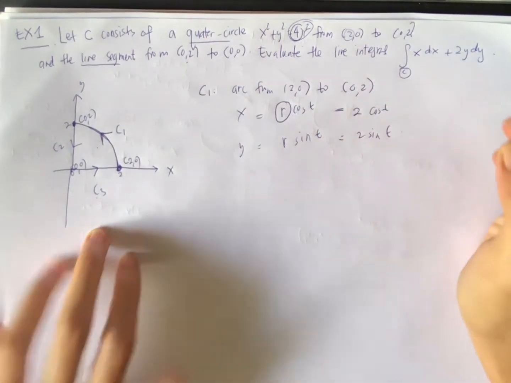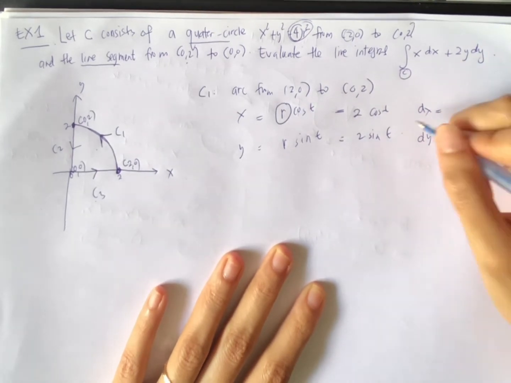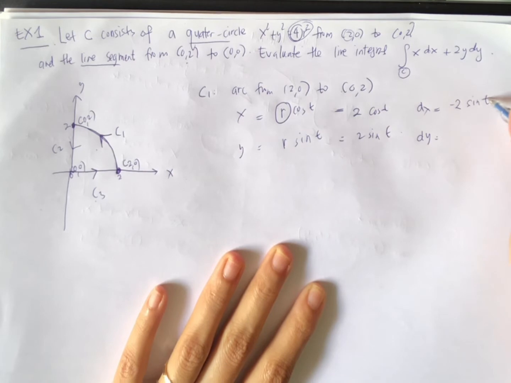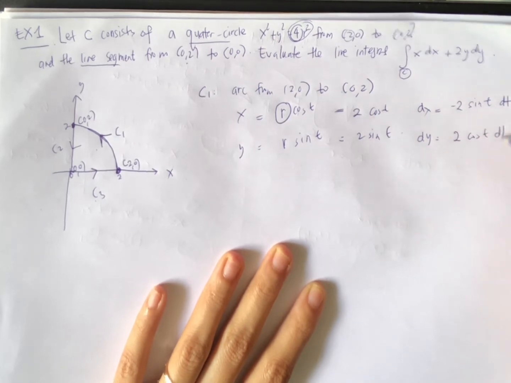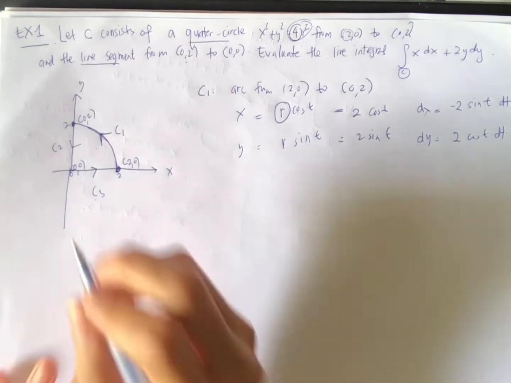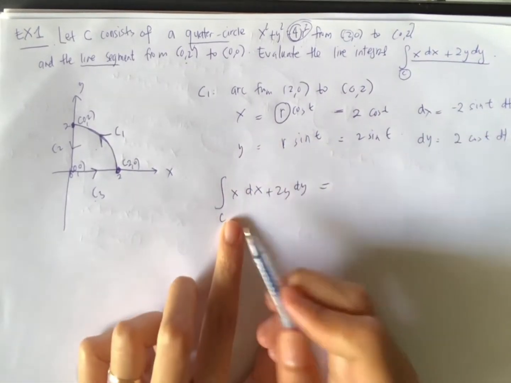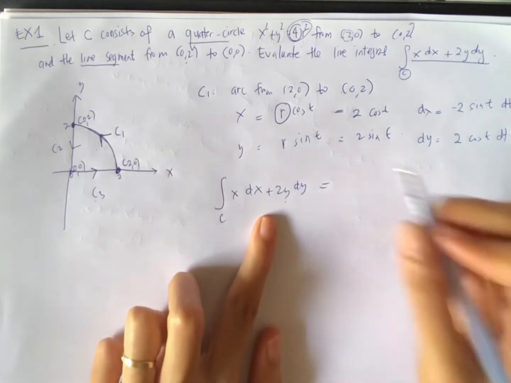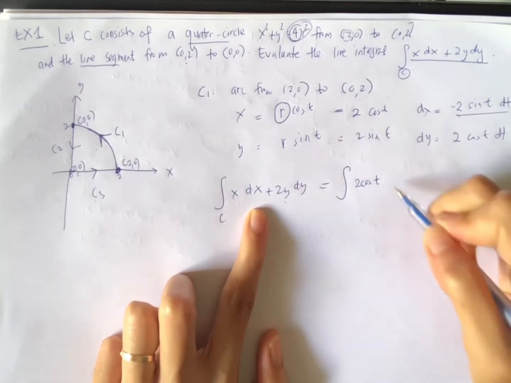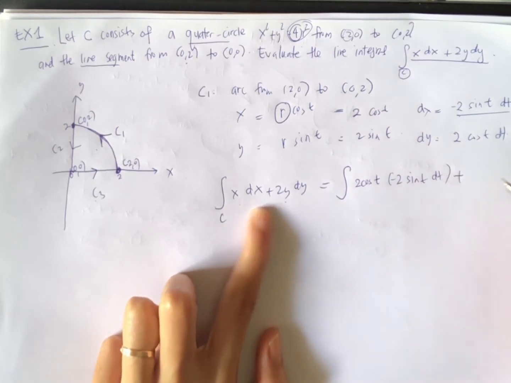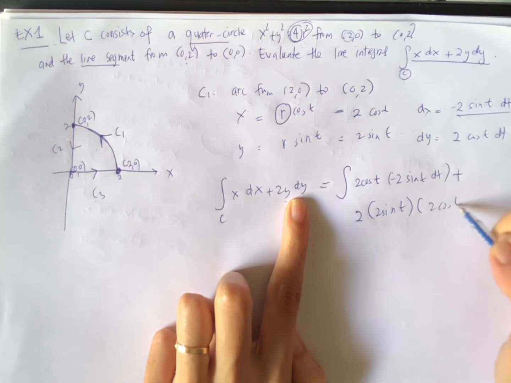You have these two equations, and what do we do next? You need to find the differentiation of x and y. So dx is negative 2 sin t dt, and dy is 2 cos t dt. Next, this is the question: x dx plus 2y dy. Now you need to replace all of this. x will be 2 cos t, and dx will be negative 2 sin t dt, plus 2y, where y is 2 sin t, and dy is 2 cos t dt.